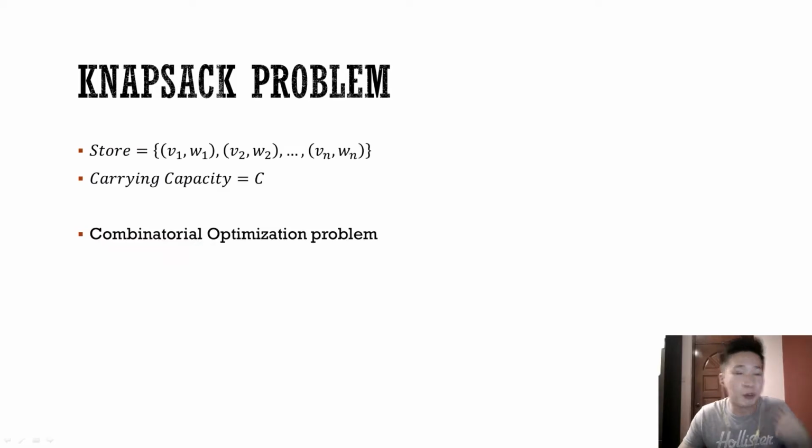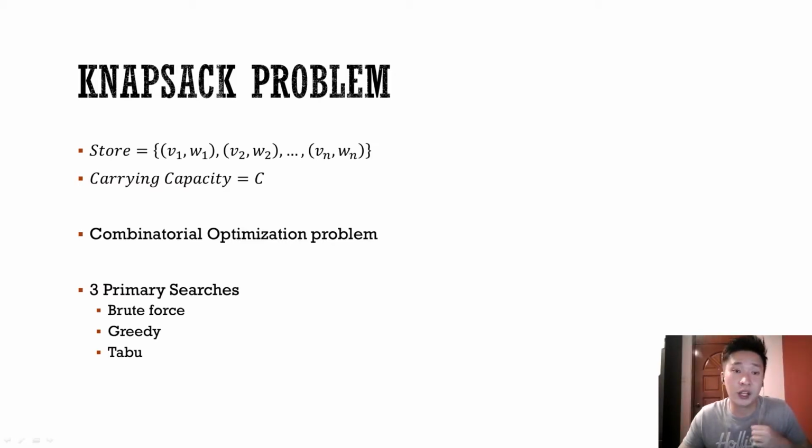We can more formally describe the knapsack problem as such, where we define the store as an array of items, and there is a value and weight attributed to each item. We define a carrying capacity constraint, which we equate to C, and this knapsack problem is in fact part of a larger domain called the combinatorial optimization problem. There are 3 primary searches: brute force, greedy, and taboo. In this presentation, I will talk about greedy and taboo more because they are pertinent to the satellite scheduling problem that I'm going to show later.